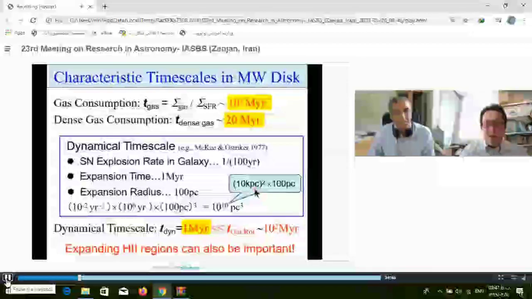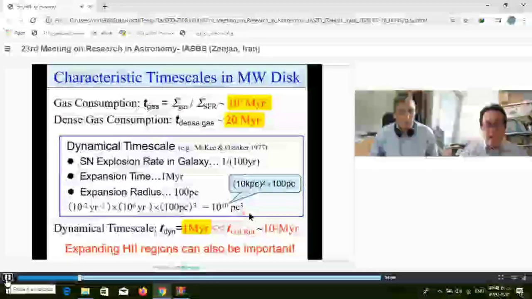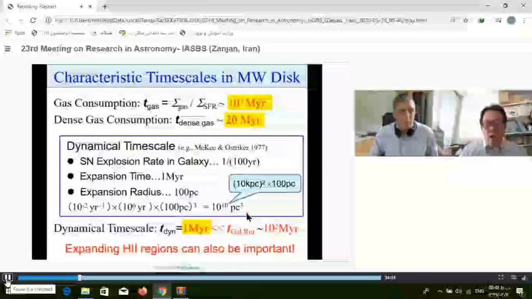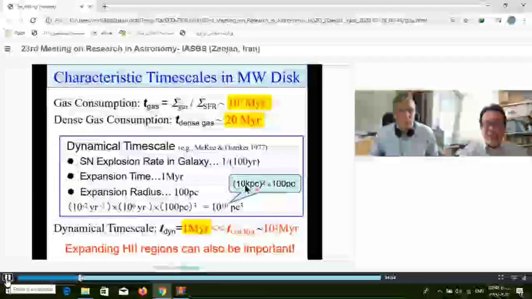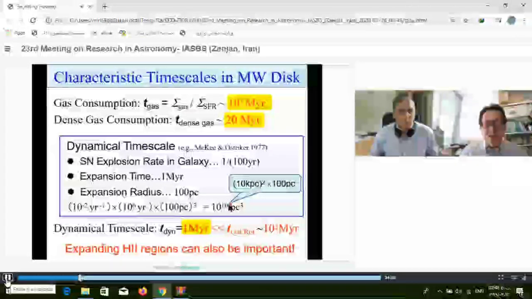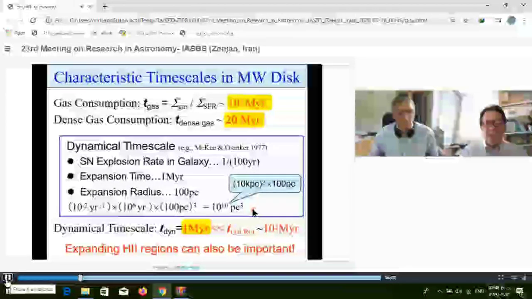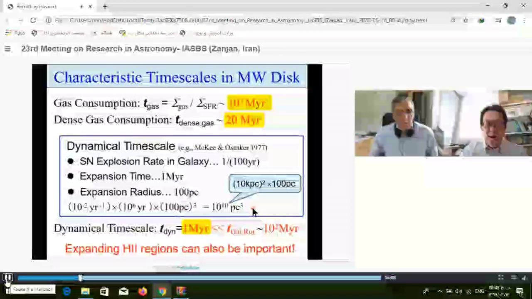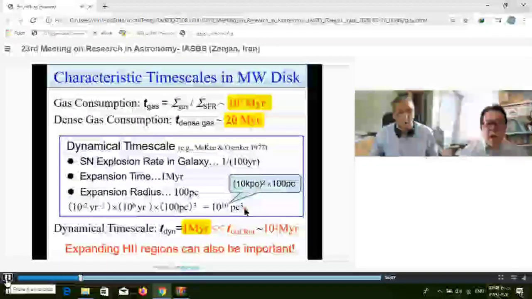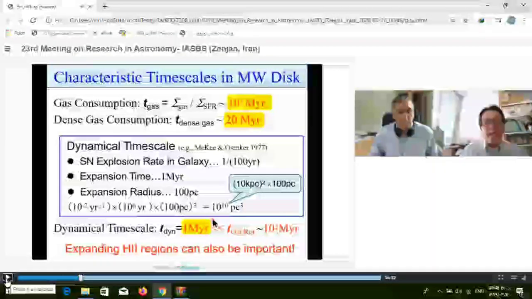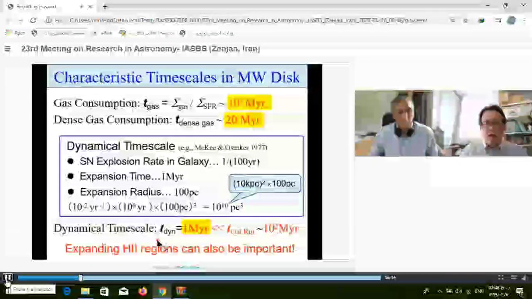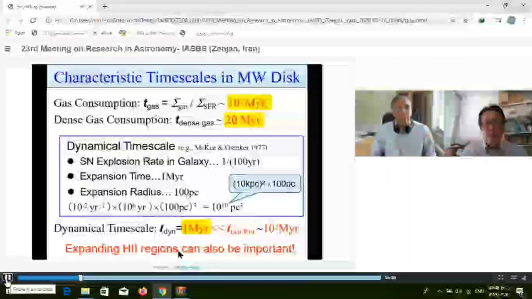This number is actually the same as this number. This means that the volume of the galactic thin disk is completely occupied by these bubbles, which means that any region in a galactic thin disk is swept up by a supernova remnant once per 1 million years. Therefore, we can say that the basic dynamical time scale of the interstellar medium is 1 million years.